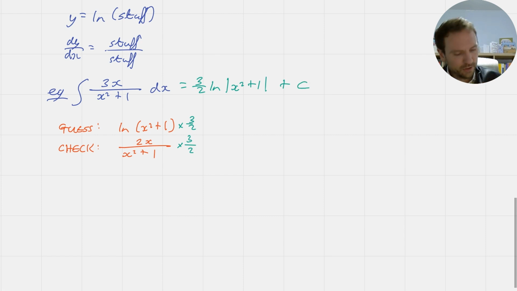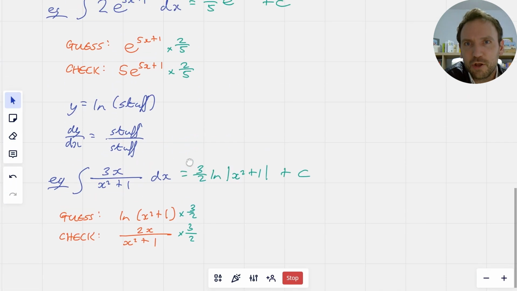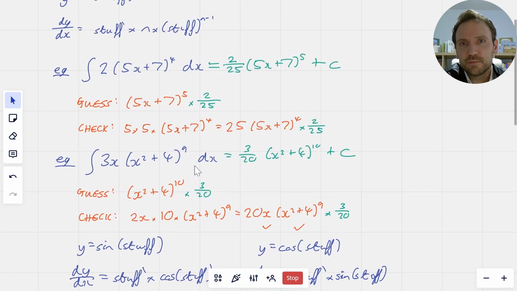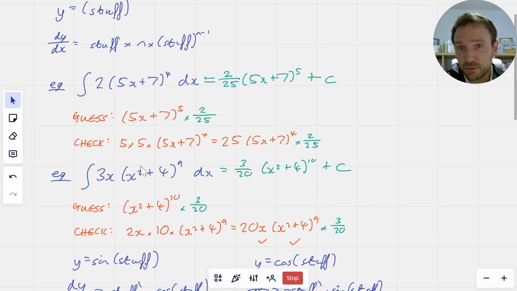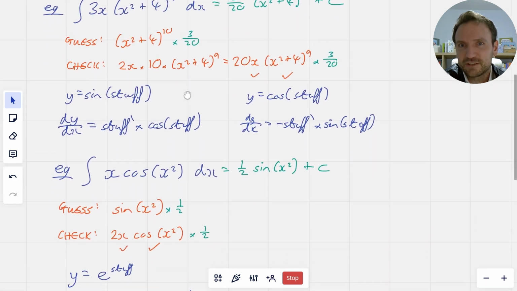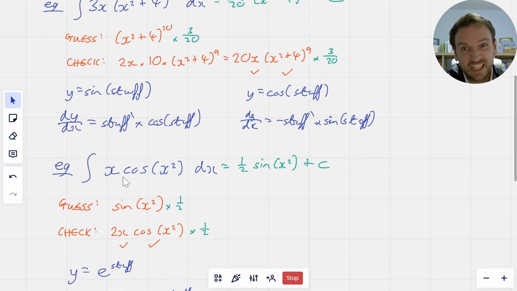So a whole bunch of situations to look out for, but overall, if you've got something to the power of n minus 1, and the thing outside is some multiple of the stuff inside differentiated, increase the power and make that your guess. If you've got a sine and a cos involved, there's only one natural guess, but again, it's only going to work if the thing outside is a multiple of the thing inside differentiated.